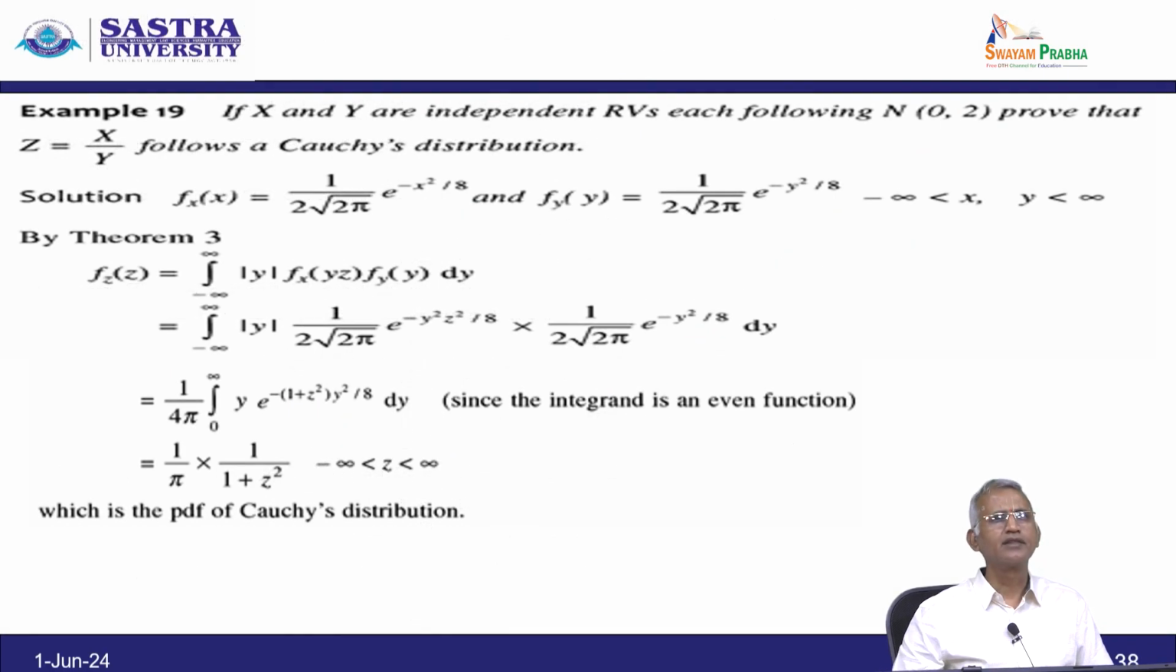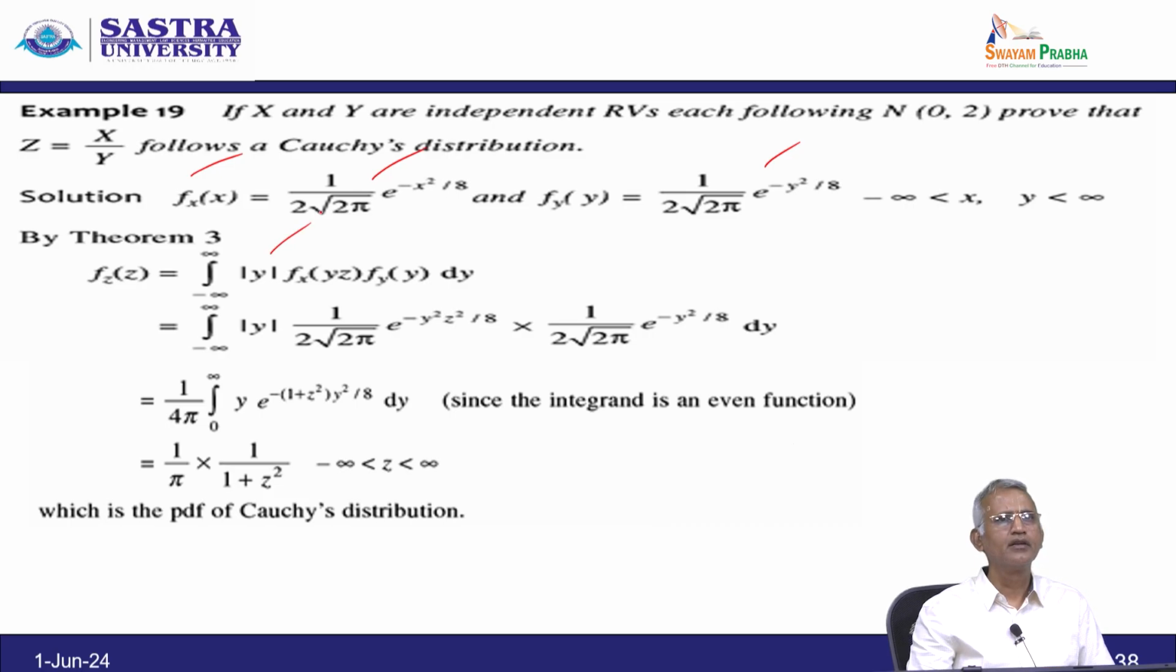Next example: X and Y are independent random variables of the following N(0, 2). Prove that Z equal to X by Y follows a Cauchy distribution. So the solution: f_X(x) is 1 by 2 into root 2 pi into e power minus x square by 8, and f_Y(y) equals 1 by 2 into root of 2 pi into e power minus y square by 8, where minus infinity is less than x and y less than infinity.